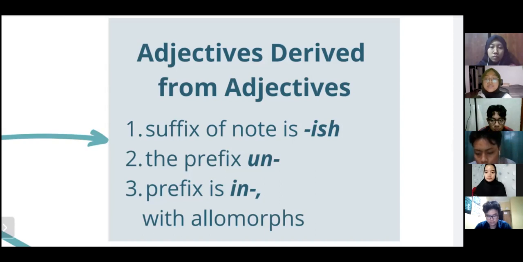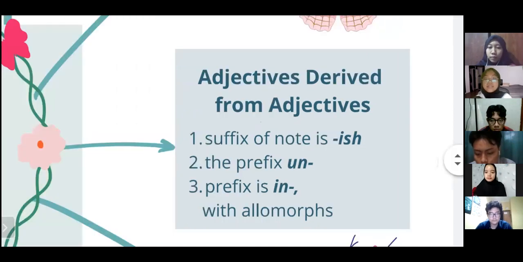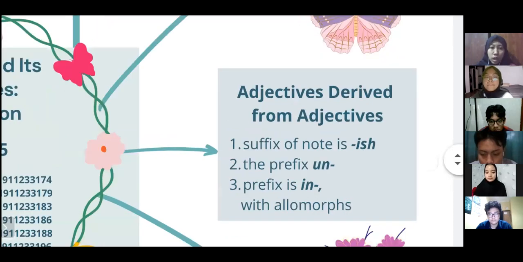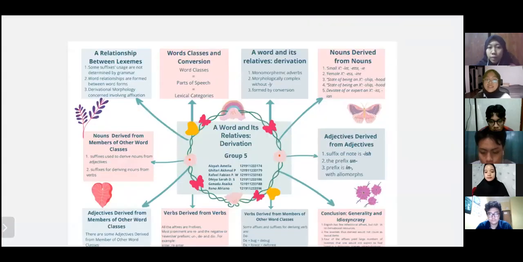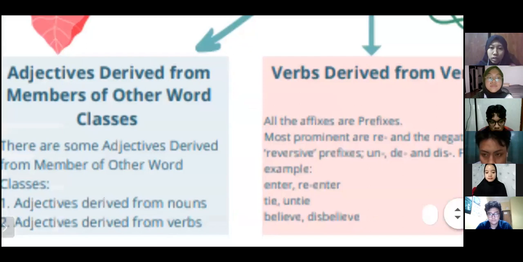Okay, thank you. The next presentation will be presented by my friend. Hello, my name is Aisyah with student number 174. I would like to present about adjectives derived from members of other word classes. Some of the processes that derive adjectives from verbs straddle the divide between derivation and inflection in a way that we have not yet encountered.